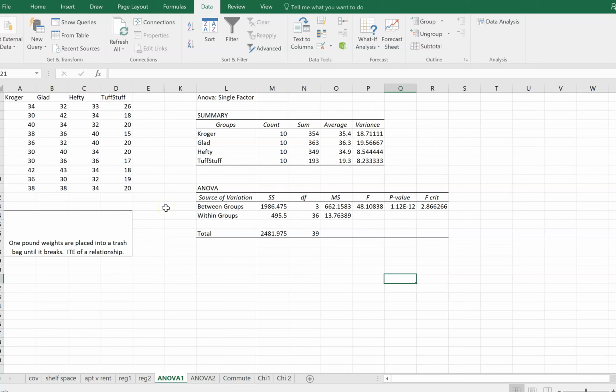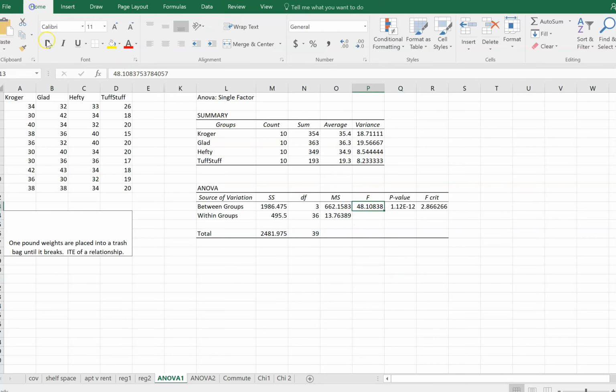Now, how do I determine if my means are all the same or one of these is different? It's called the ANOVA test. I expect you to read the notes I have provided about the ANOVA test, what it does, and how it gets to, bottom line, this right here. The F, which leads me to these two values, the p-value and the critical value.